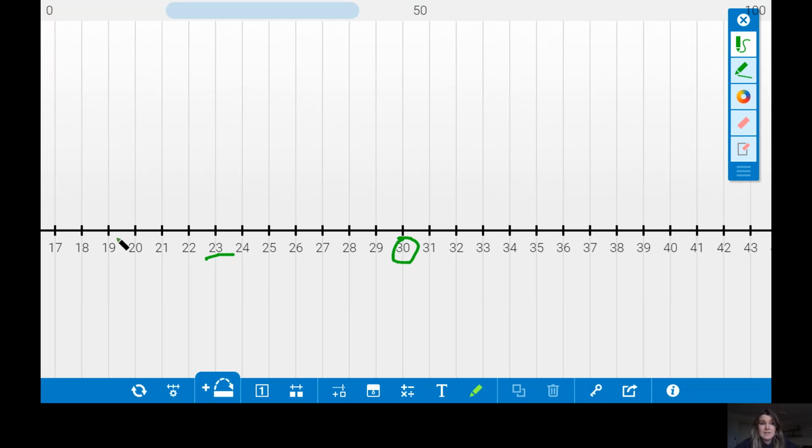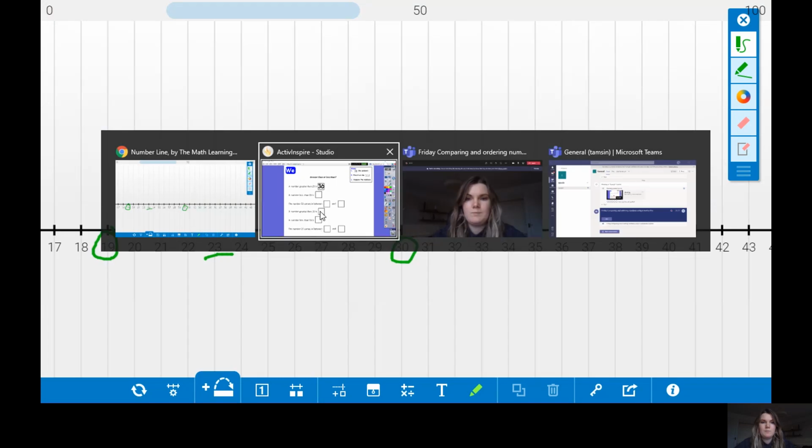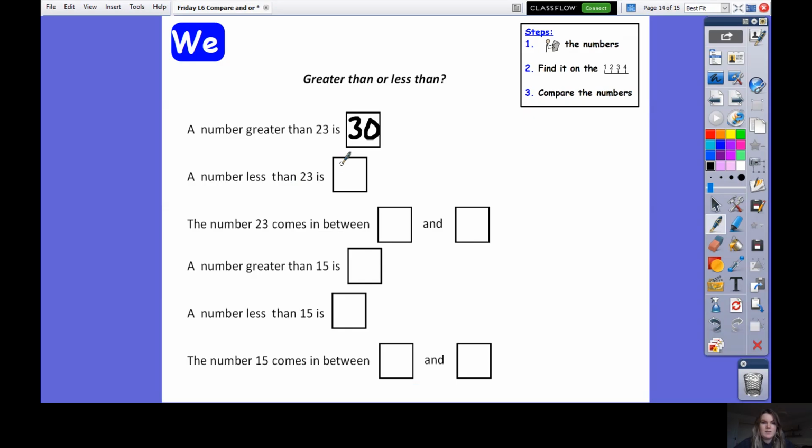17, well done. 20, 19, there's so many possibilities. I'm going to say 19 for this one. So I'm going to say a number less than 23 is 19. Oh, here's a good one.